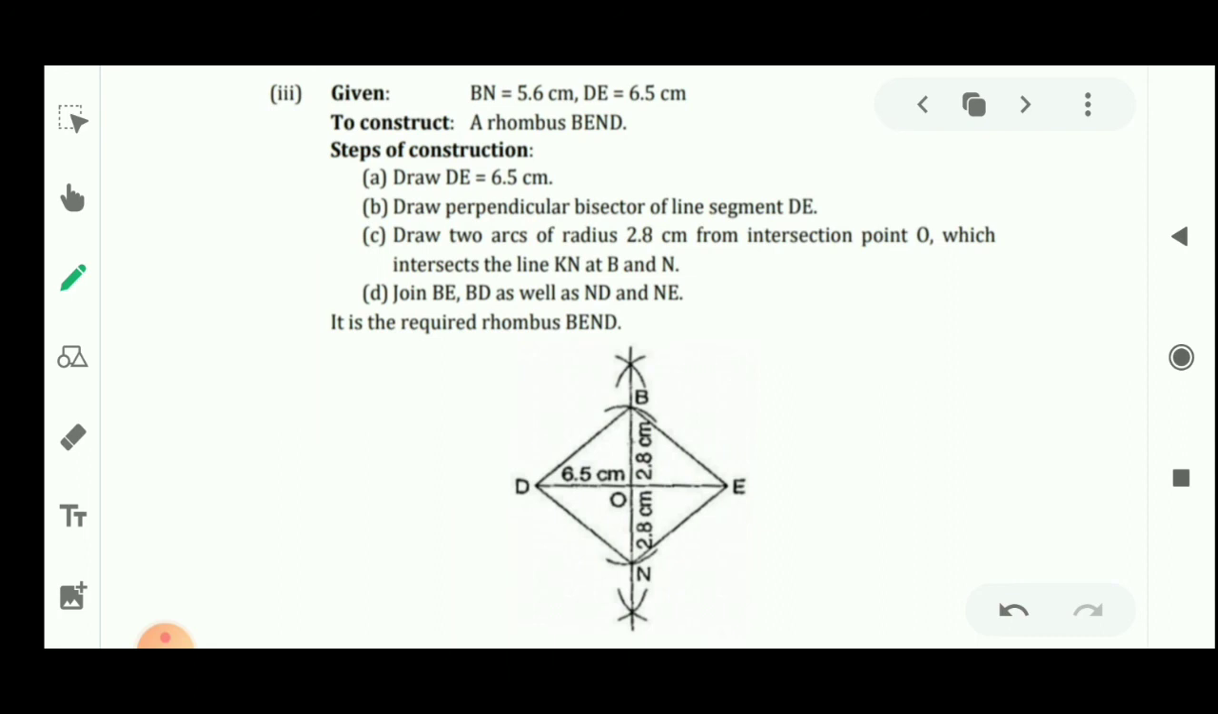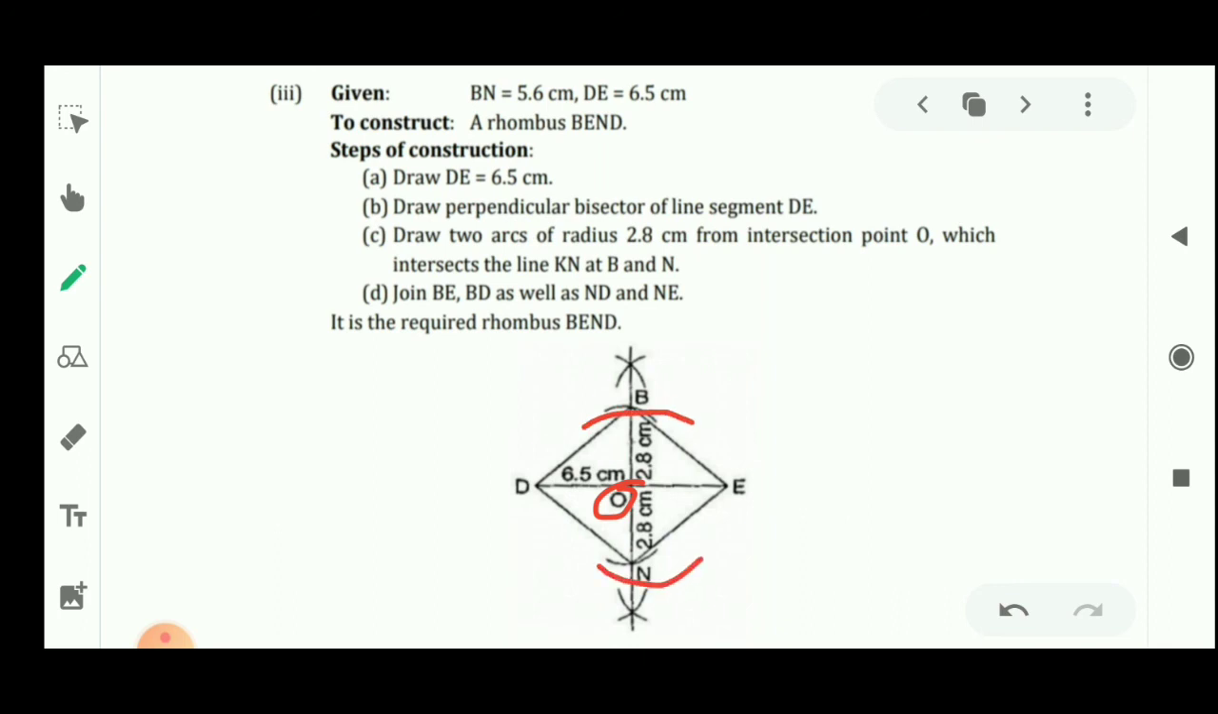It is the rhombus figure, and you know about the rhombus, each and every side is equal. Student, for the rhombus, firstly you have to draw the line DE, which is 6.5 centimeter. Now students, you have to bisect the line DE. After bisecting it, you can see the midpoint of the DE is O. And now you have to put your compass point on O and take the radius of 2.58 centimeter and cut the line like this.